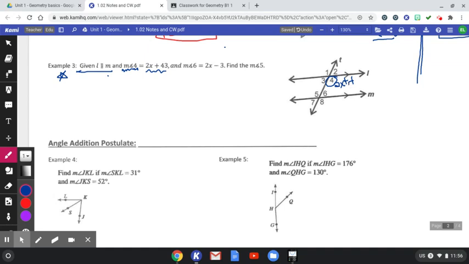Looks like there's a little dead zone on my screen here. Sorry, guys and girls.